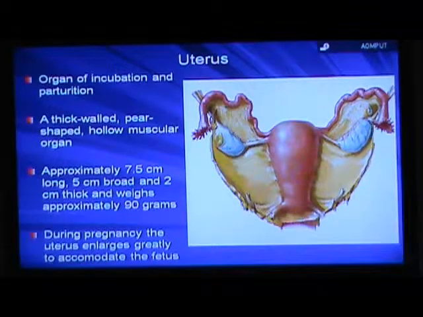The next organ is the uterus. It's an organ of incubation and parturition. It's a thick-walled, pear-shaped, hollow muscular organ. It's approximately 7.5 centimeters long, 5 centimeters broad, and 2 centimeters thick, and weighs approximately 90 grams. During pregnancy, the uterus enlarges greatly to accommodate the fetus.